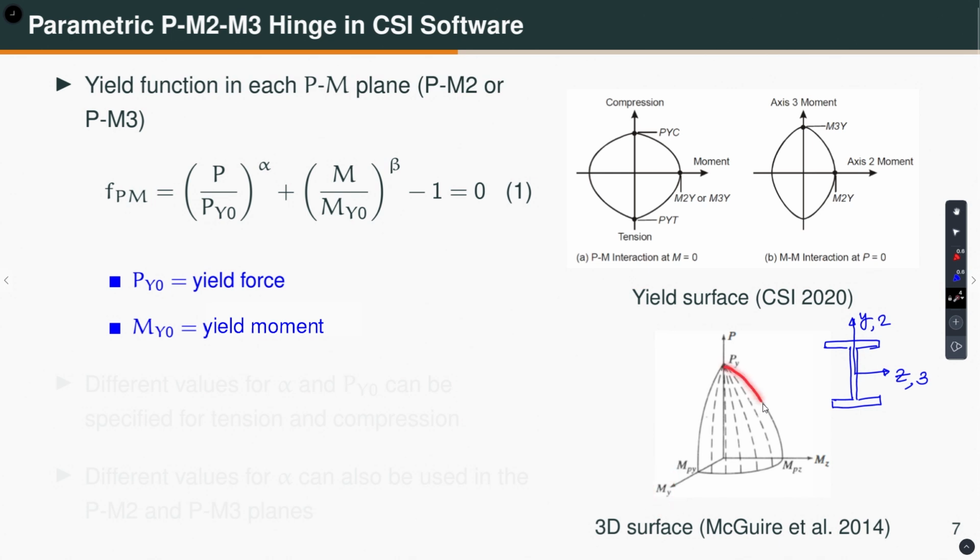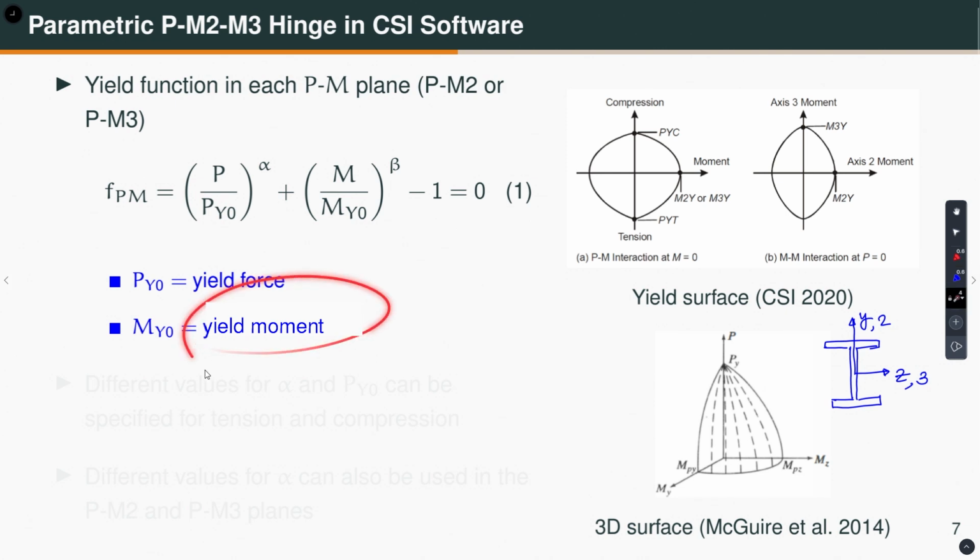So, that means this is the surface, or you consider this moment to be 0, then you are looking at P versus My, which is this one. So, it is a projection on one of the PM planes, either the PM2 plane, PM2 means PMY plane, or the PM3 plane, that is PMZ plane. Then the yield function is P by Py0. What is Py0? It is the yield force, and M by My0, My0 is the yield moment.